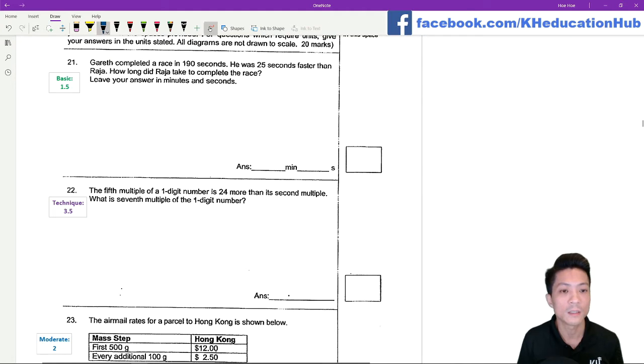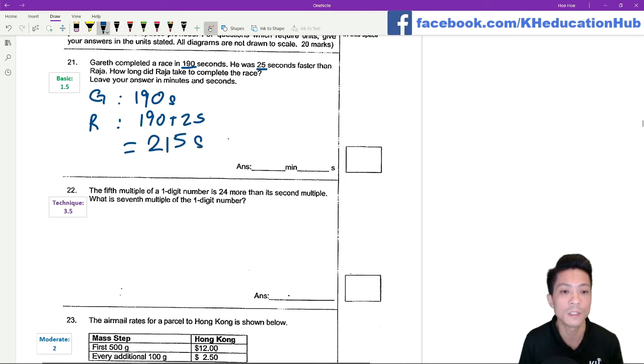Question 21. Gareth completed a race in 190 seconds. He was 25 seconds faster than Raja. How long did Raja take to complete the race? So if Gareth takes 190 seconds, okay, Gareth is 25 seconds faster than Raja, which means that Raja took 25 seconds more, right? Which will give me 215 seconds.